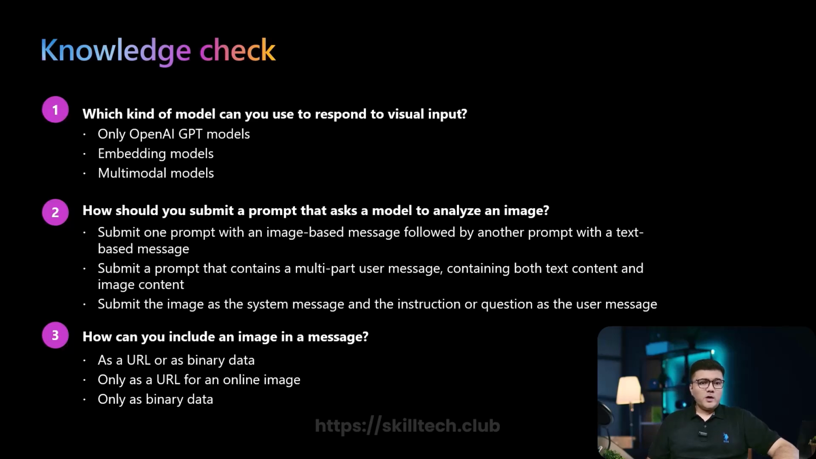Question number 1. What kind of model can you use to respond to visual input? The answer is multimodal models. Question number 2. How should you submit a prompt that asks a model to analyze an image? The answer is submit a prompt that contains a multi-part user message containing both text content and image content. And 3. How can you include an image in a message? The answer is either as a URL or as binary data.